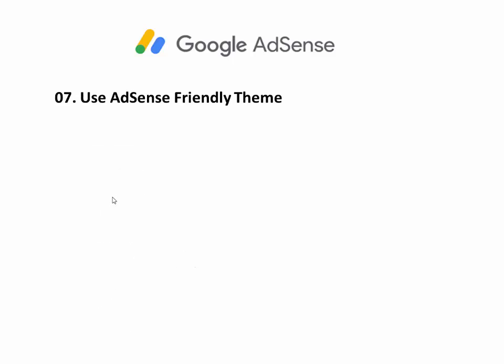Okay, after that you must use an AdSense friendly theme. Sometimes when you add AdSense code, the code does not work correctly and it gets some kind of glitch. So there are some AdSense friendly themes. When you use those themes to build your website, it will not get any glitch. So Google will approve your request.